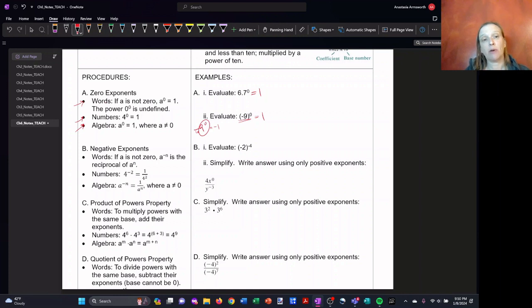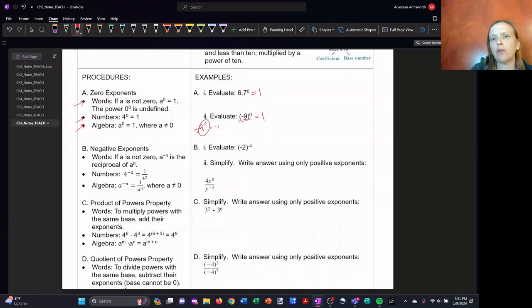Let's look at negative exponents now. If you have a negative exponent, so long as a is not 0, a to the negative n is the reciprocal of a to the positive n. To do an example in numbers, 4 to the -2 power is the same as 1 over 4 squared. So I took the reciprocal of 4, which is 1/4, and then I squared that 4 value. It's a positive 2 exponent now instead of a negative 2 exponent.